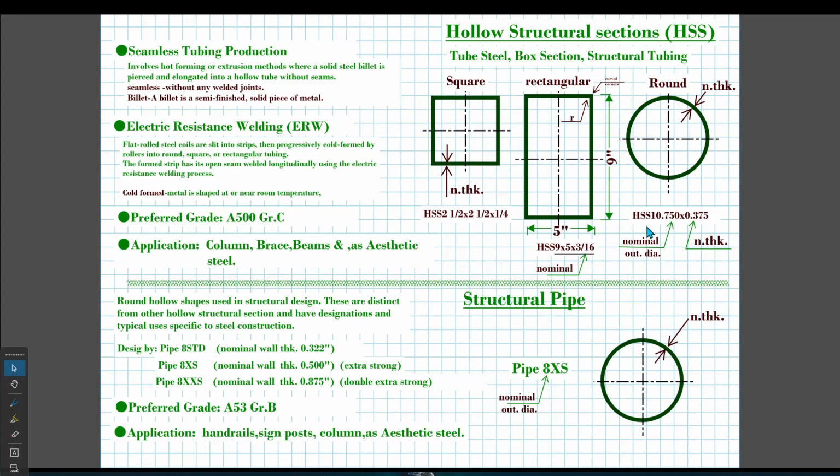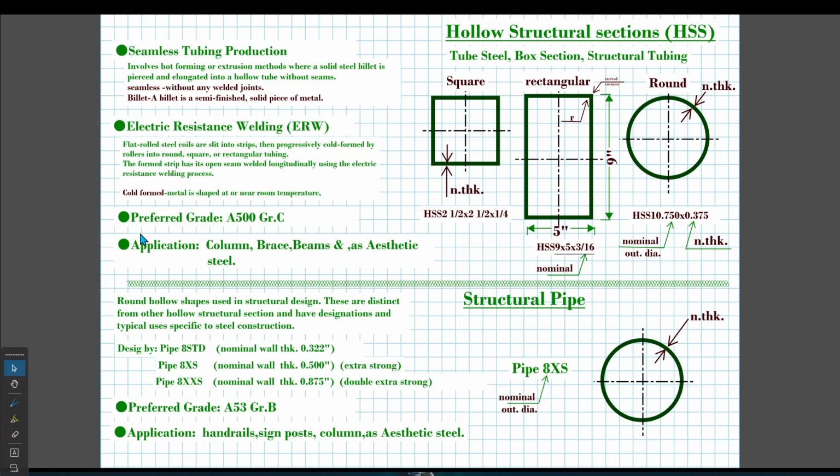For denoting round HSS, for example, HSS 10.750 by 0.3750. So 0.375 is the nominal wall thickness, and 10.750 is the nominal outer diameter of this round HSS.